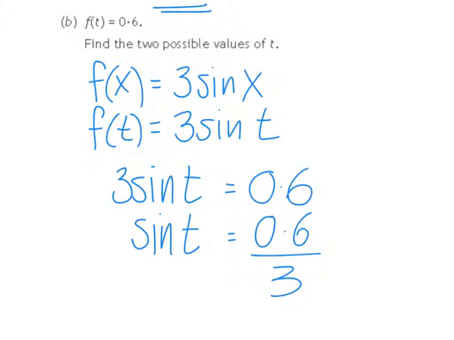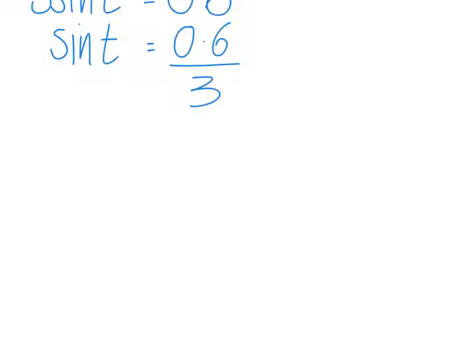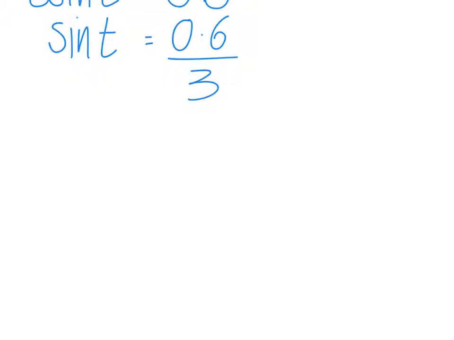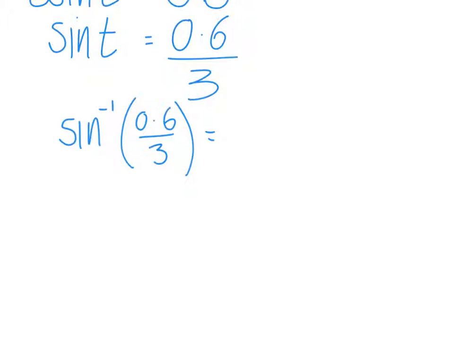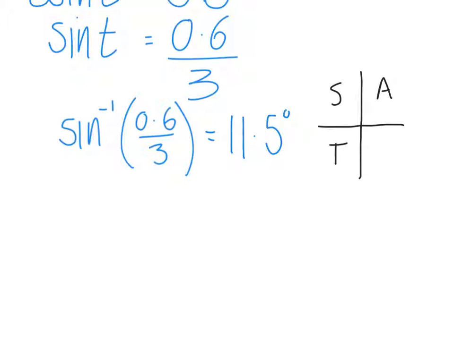We should also be aware that since it says find two possible values of t, this question is going to involve our CAST diagram. Now, since sine t equals a positive value, it actually makes this next part fairly straightforward. So the inverse sine of 0.6 over 3, we can do that on our calculator, which gives us 11.5 degrees. So we're going to take this associated acute angle and we're going to use it in our CAST diagram, which we'll draw over here. So that's our all quadrant, sine quadrant, tan quadrant and cos quadrant.